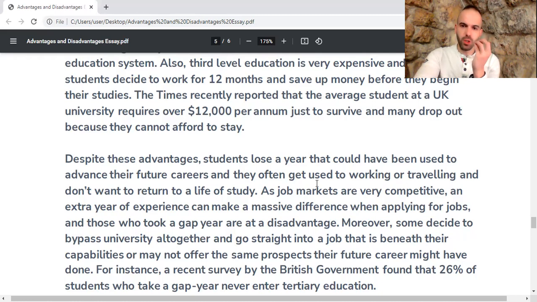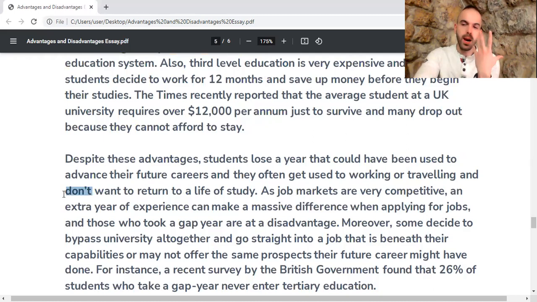So despite these advantages, students lose a year that could have been used to advance their future careers, and they often get used to working or traveling and do not want to return to a life of study. I don't recommend using "don't" as a contraction. Don't use contractions. You have to write "do not". Okay, you have to make them separate.